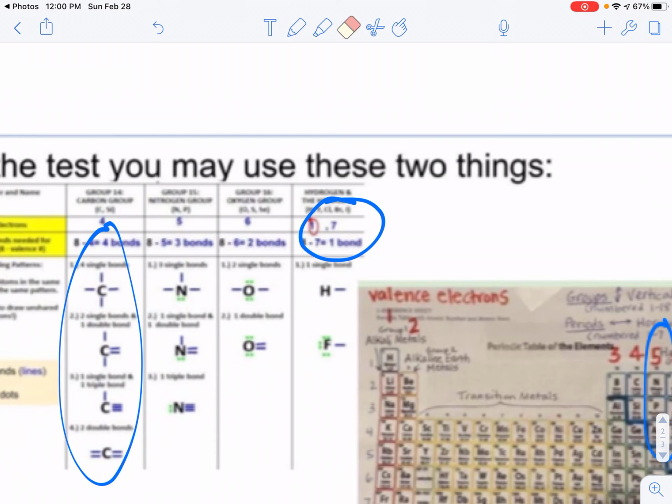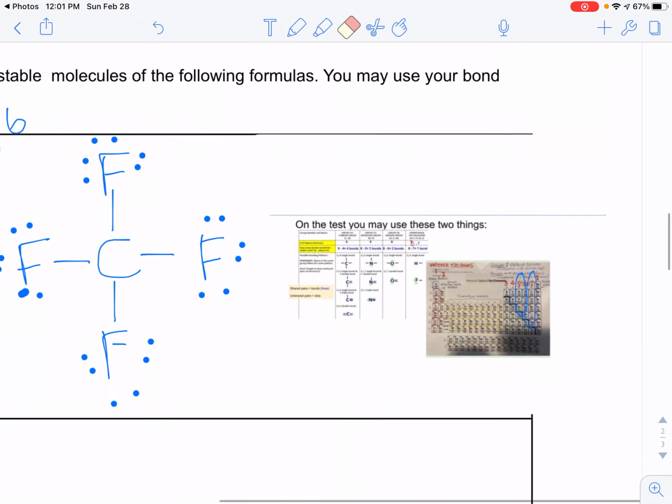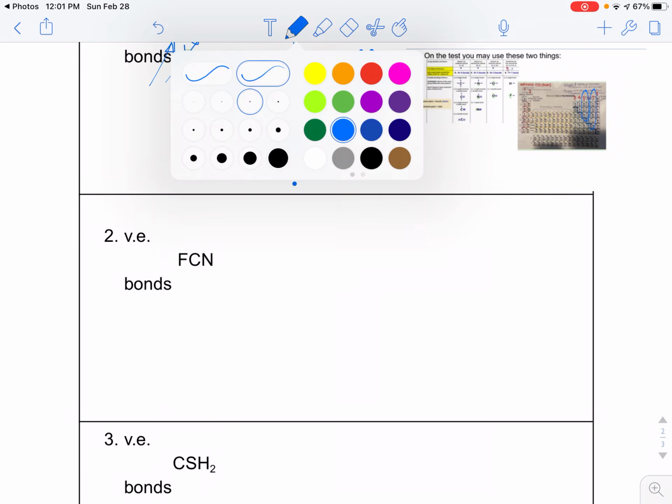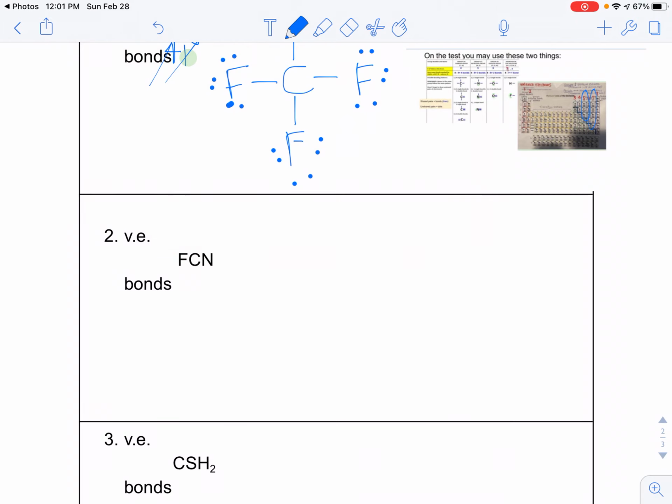All right, let's go to the next one. Valence electrons and bonds first. We just did F, so I remember it was 7 and 1. And we just did C, and that was 4 and 4.